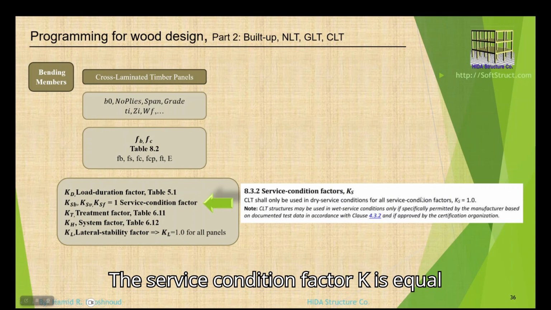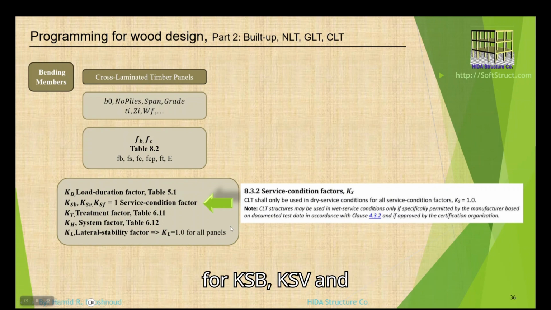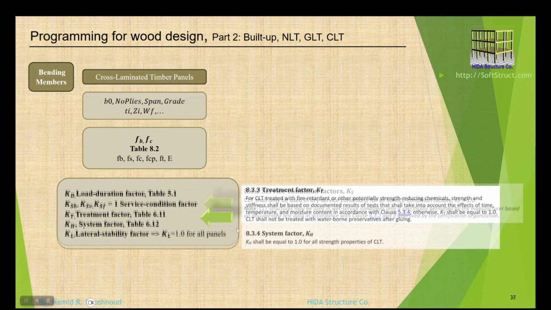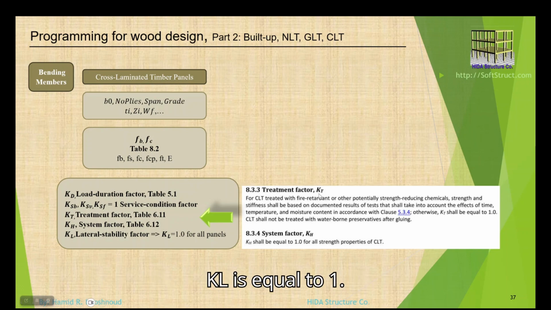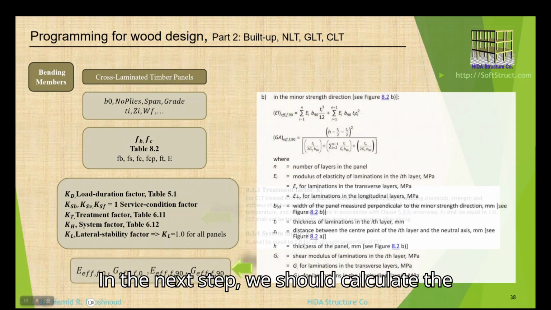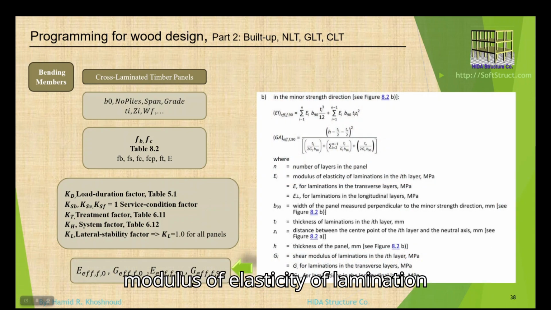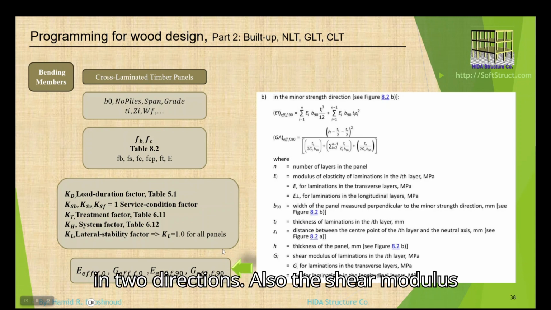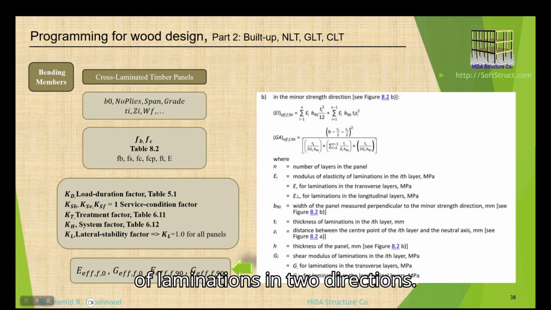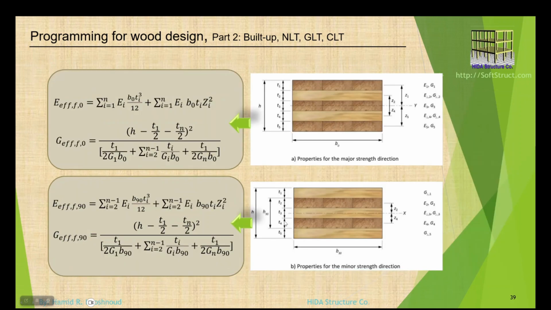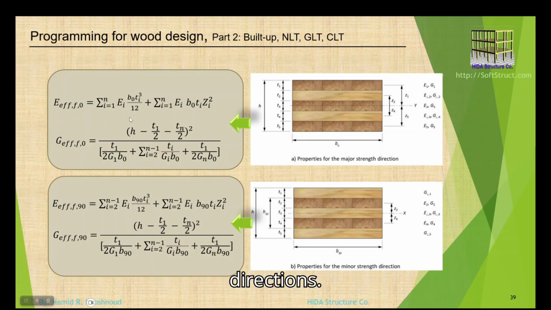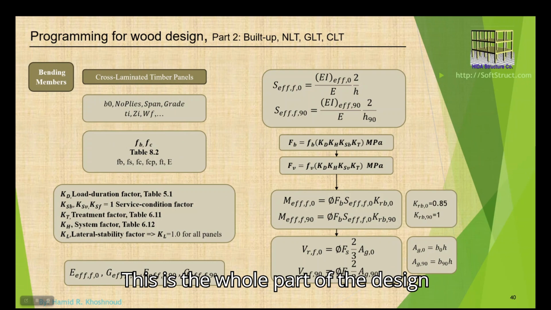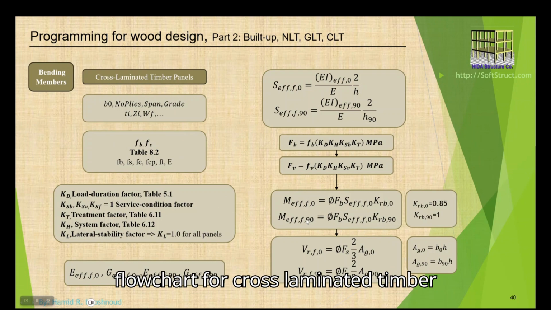The service condition factor K_S, for K_SB, K_SV, and K_SF, is equal to 1 for all. The treatment factor K_T, system factor K_H, and the lateral stability factor K_L are equal to 1. In the next step, we should calculate the modulus of elasticity of laminations in two directions, also the shear modulus of laminations in two directions. These are the formulas to calculate the E effective and G effective in two directions. This is the whole design flowchart for cross-laminated timber panel, CLT.